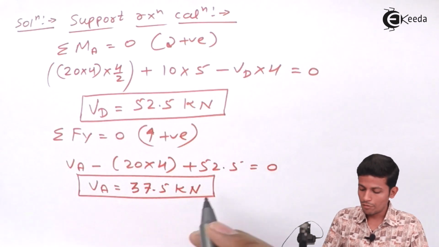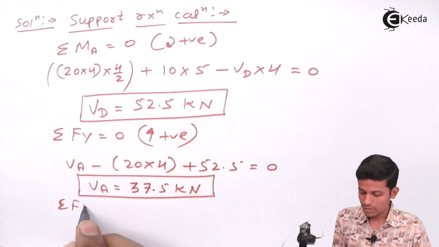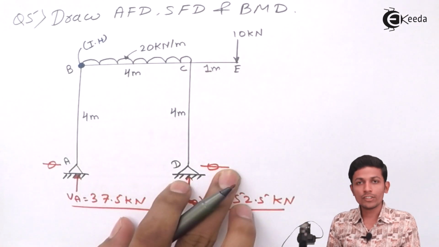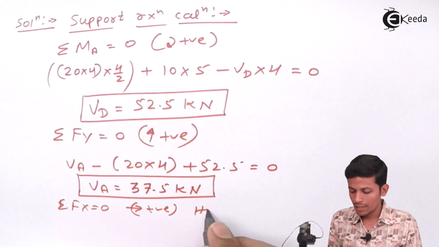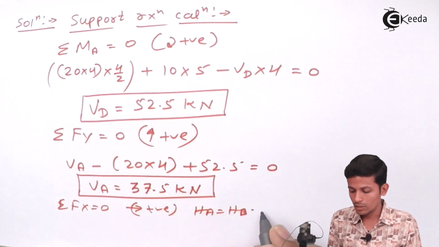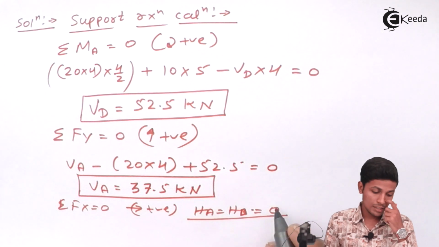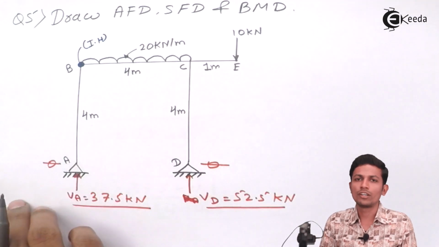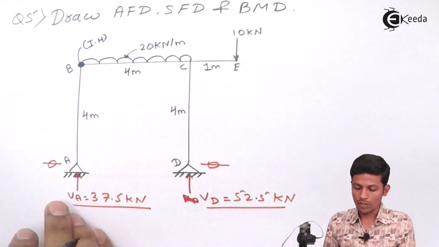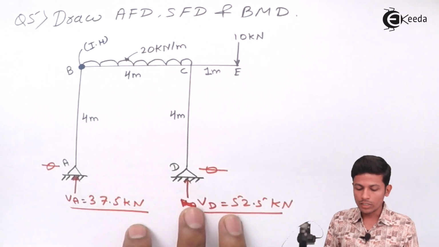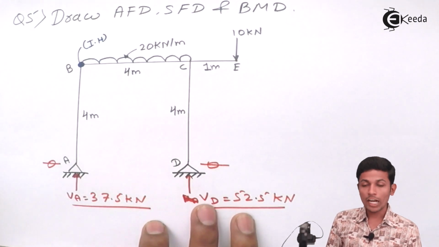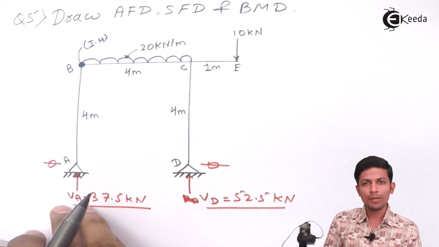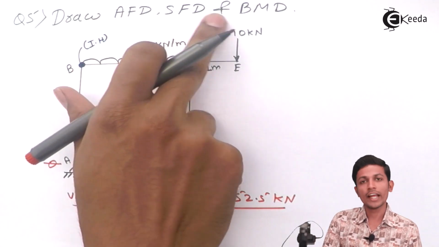After that we have to apply summation Fx equal to 0. There is no horizontal load. Because there is no horizontal load, HA is equal to HD is equal to 0. Directly you can solve in this sum. Directly you have to write over here also, directly you have to say 0 because there is no horizontal load coming in the frame. After that, we are done with these two parts. What is our next part? In the next part, what will we do? We are going to separate all the members and draw the AFD, SFD and BMD, which is given in the question. Draw AFD, SFD and BMD.